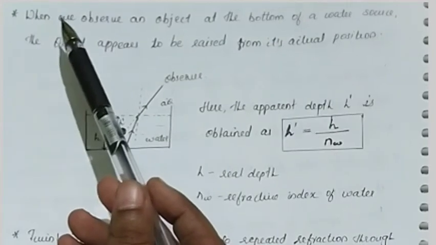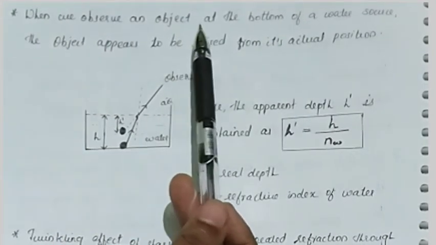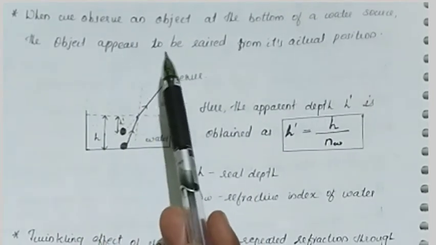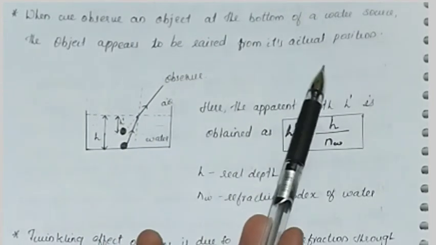Another effect of refraction is that when we observe an object at the bottom of a water source, we can see that the object appears to be raised from its actual position.